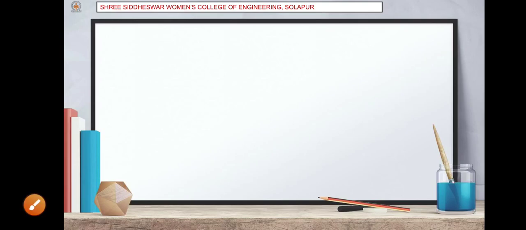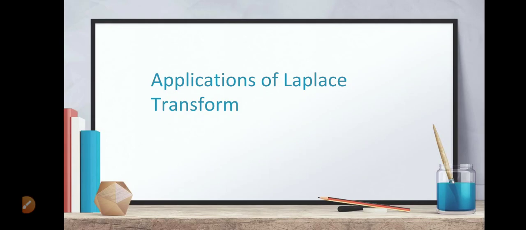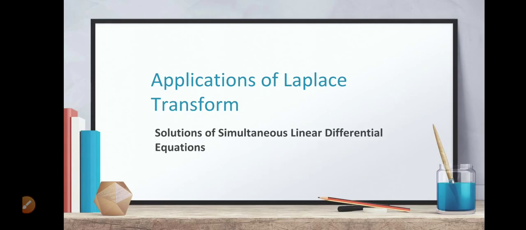Students, in the last video, we have seen the first application of Laplace transform, that is to find the solution of linear differential equation with constant coefficient. But it is involving only one linear differential equation. Now we are going to see the second application of Laplace transform, and it is dealing with the solution of simultaneous linear differential equations with constant coefficient.